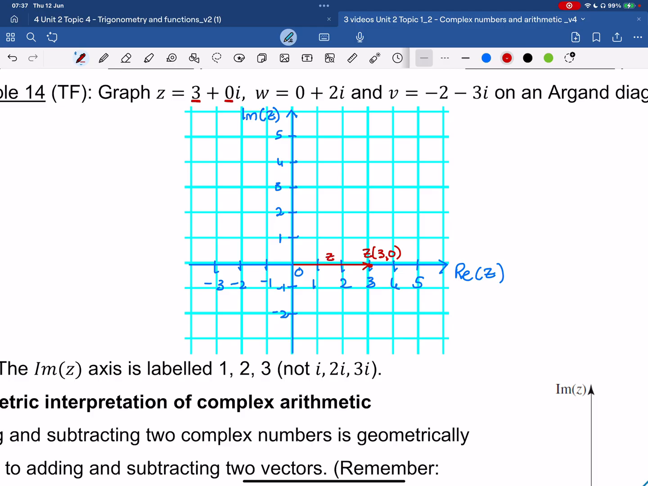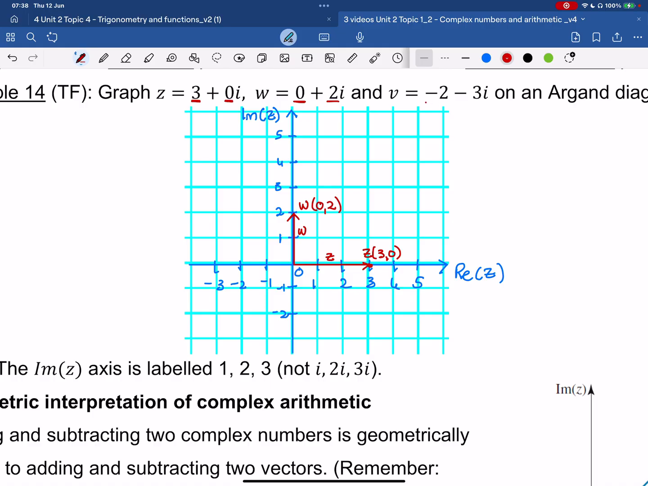All right, let's look at w. Well, w is 0 real plus 2 imaginary. So positive 2 on the imaginary axis and 0 on the real axis means straight up to 2 over there. That's w, and the point or the affix associated with that complex number is at 0, 2.